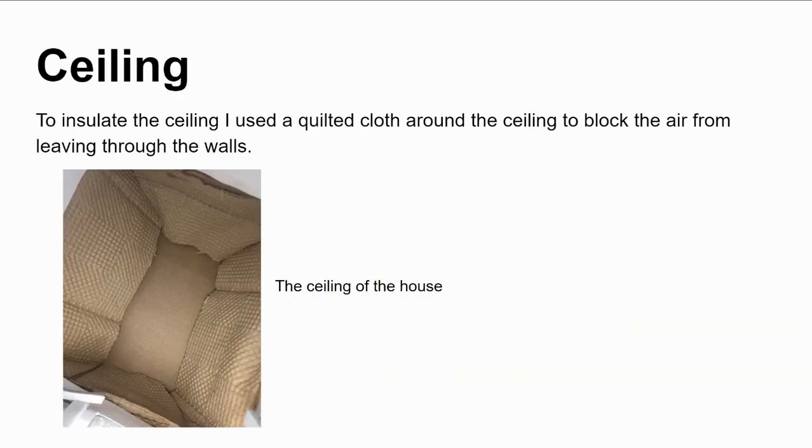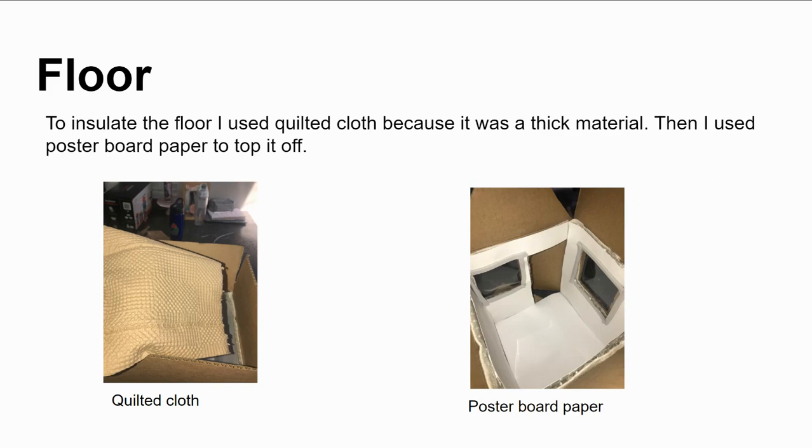To insulate the ceiling, I used a quilted cloth material because it is very thick and air would not go through from the ceiling. To insulate the floor, I used quilted cloth material once again. So first, I taped it to the floor, and then above it, I put poster board paper to cover it and make sure no air goes through the floor.